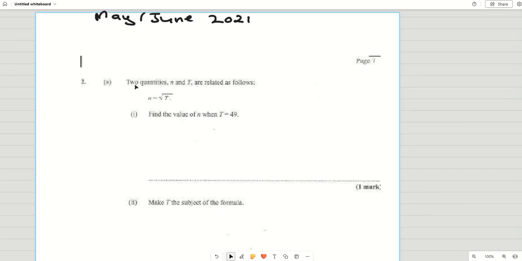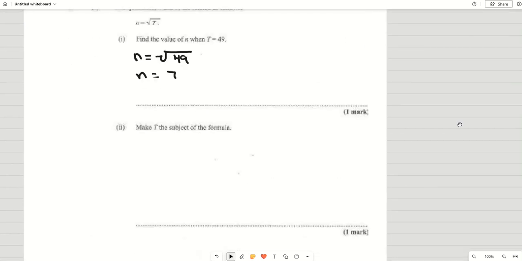The first question says two quantities N and T are related as follows. N is equal to the square root of T. Find the value of N when T is equal to 49. So N would be equal to the square root of T, which is 49. The square root of 49 is 7. So find the value of N when T is 49, N is equal to 7.